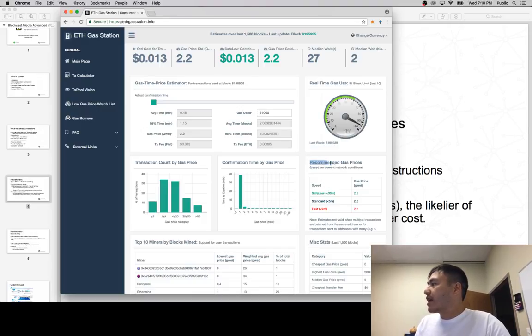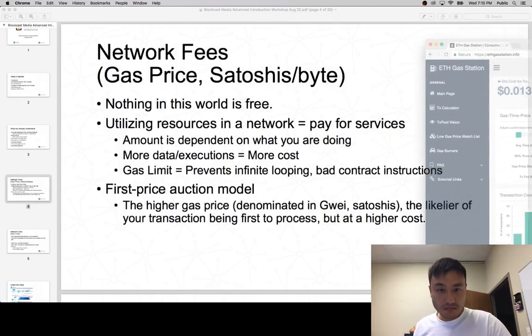So you would always look down here on the right side, at the recommended gas prices, which will tell you what a good safe low gas price is, and what a standard gas price would be to try to get in within about 5 minutes. And also if you want to get it in faster, what's a good optimal price to set it as. So that's basically a little bit about what gas price is.